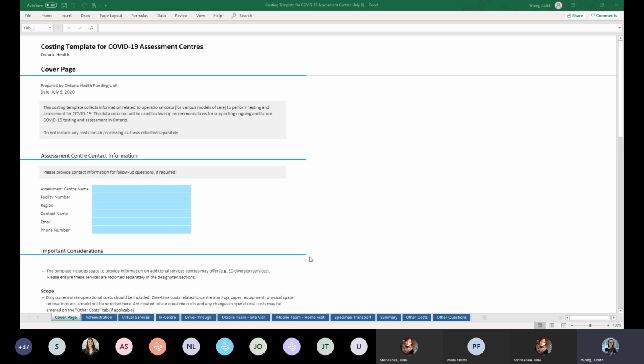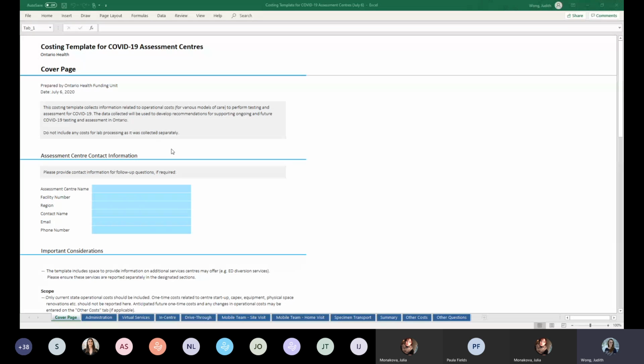So the cover page has a few important things on it, so I really encourage you to read through all the information on the cover page. It has some general verbiage about how we are going to be using this information. It's going to be used to develop recommendations to support the ongoing and future COVID-19 testing and assessment in Ontario.